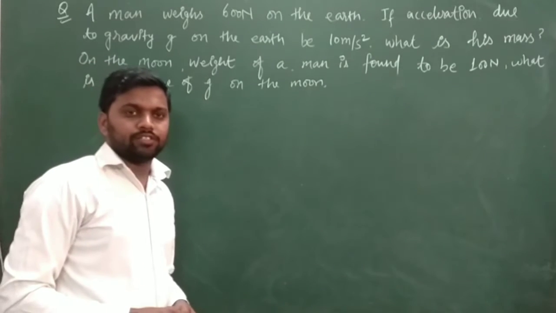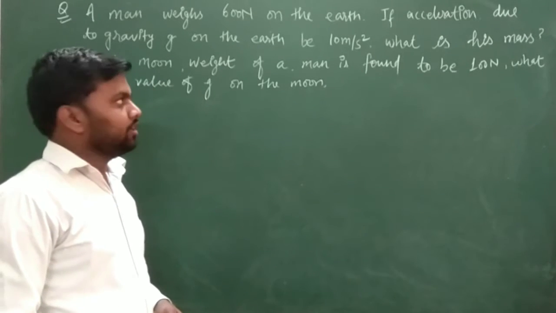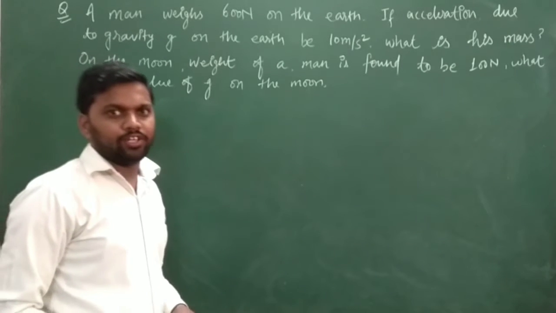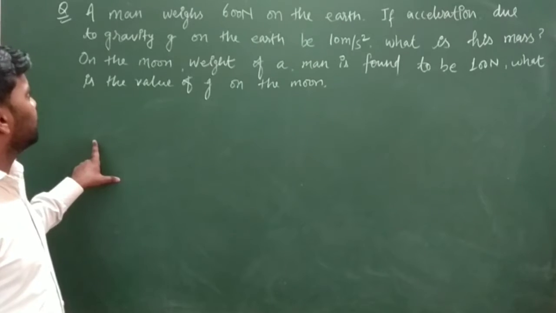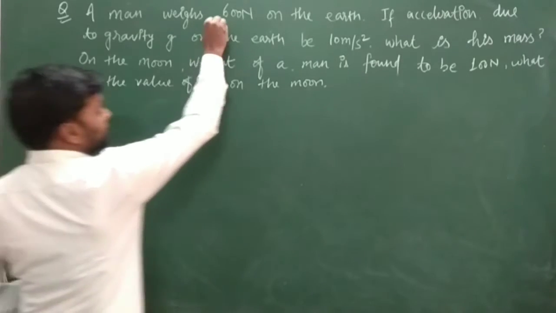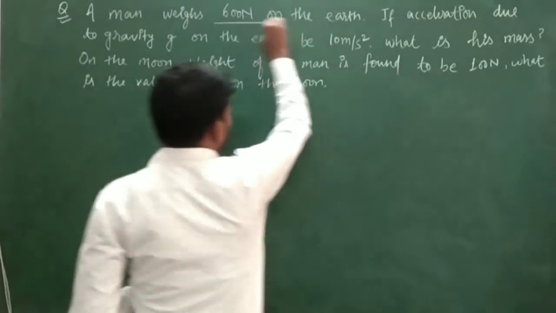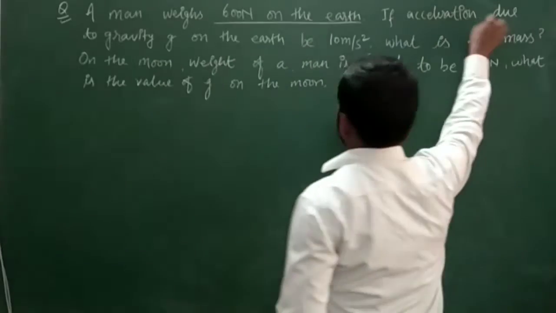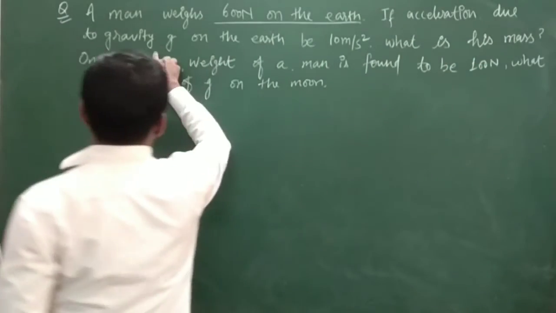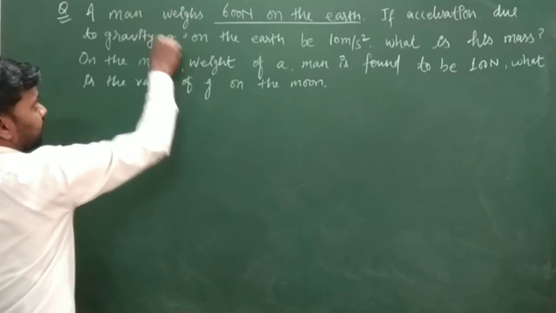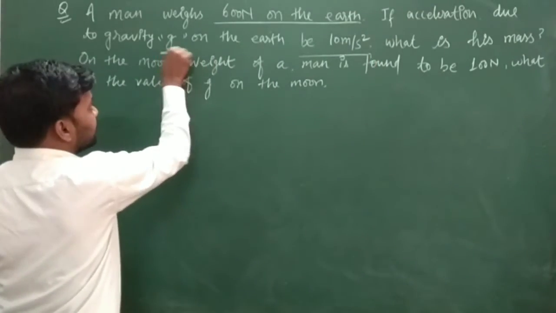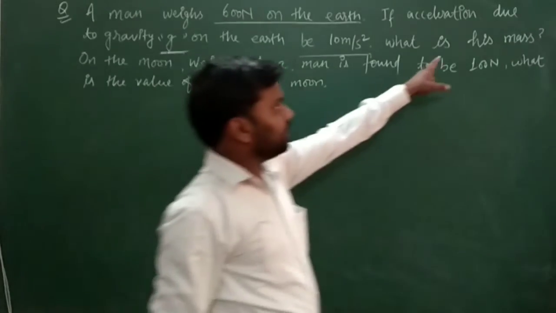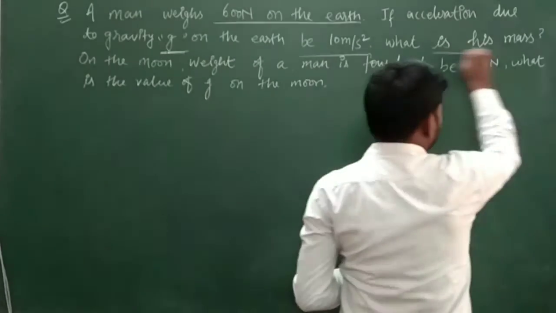Hello students, in this session we will see the numerical based on the weight of an object on the surface of the moon. So the question is, a man weighs 600 Newton on the earth. If acceleration due to gravity g on the earth is 10 meter per second square, so the value of g is already given. What is his mass? उसका मास कितना होगा?